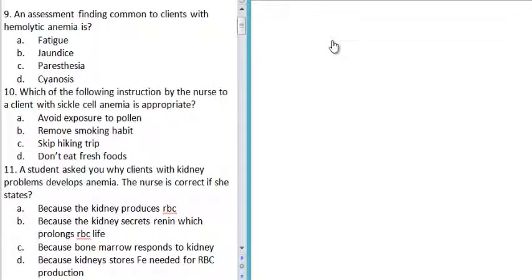Next. Number 9. An assessment finding common to clients with hemolytic anemia is A. Fatigue, B. Jaundice, C. Paresthesia, and D. Cyanosis. First, let's eliminate A because fatigue is common to all anemia.